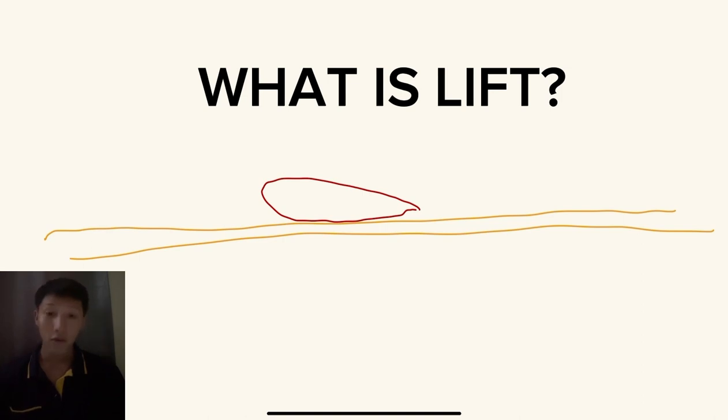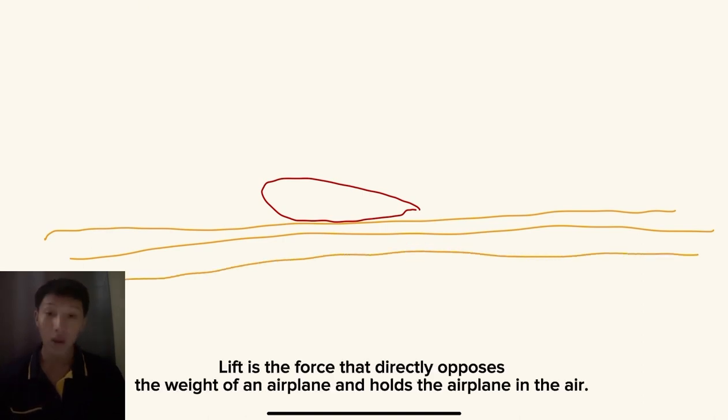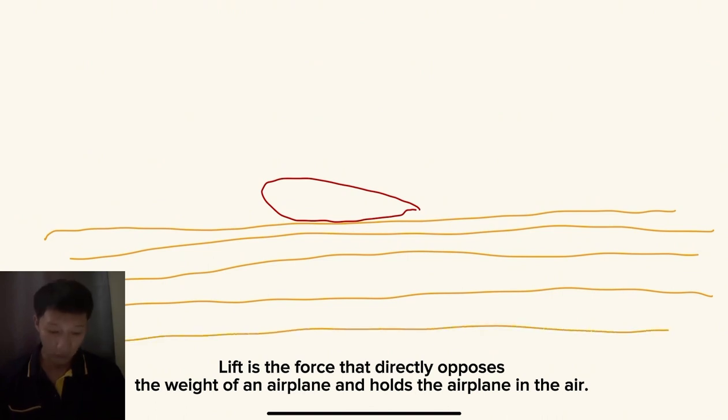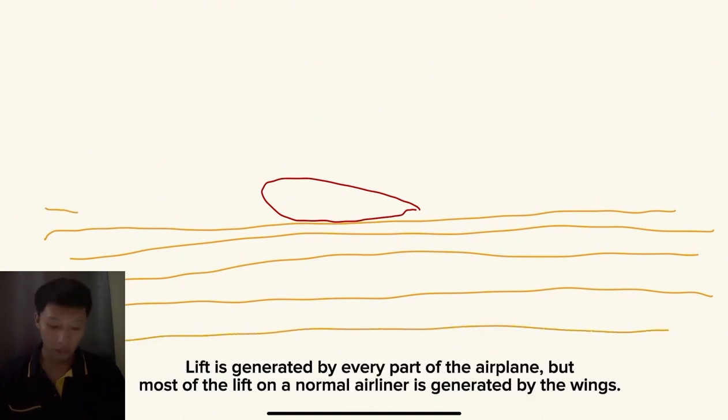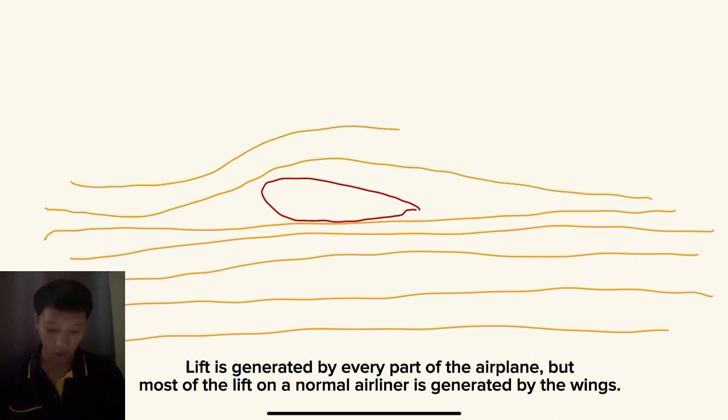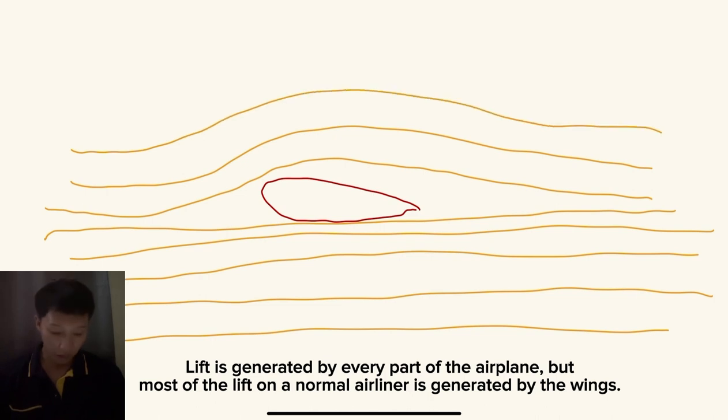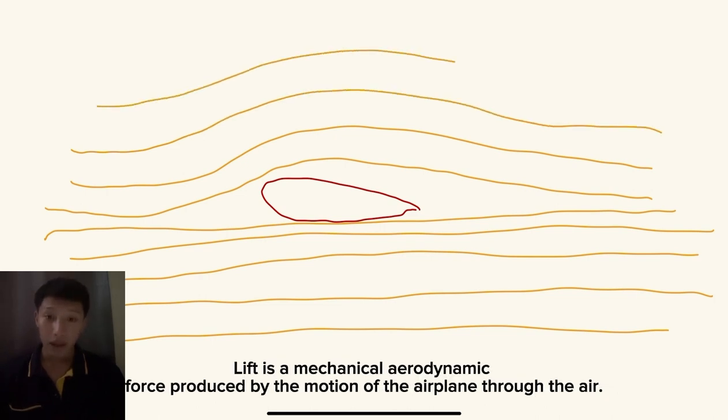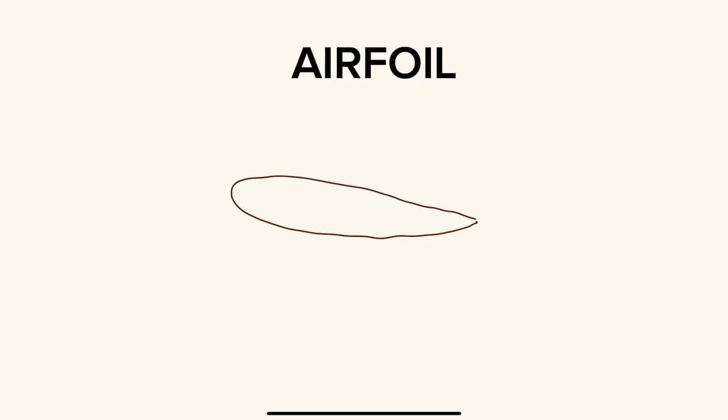What is lift? Lift is the force that directly opposes the weight of an airplane and holds the airplane in the air. Lift is generated by every part of the airplane, but most of the lift on a normal airliner is generated by the wings. Lift is a mechanical aerodynamic force produced by the motion of the airplane through the air. Now, we will mainly be talking about the airfoil.